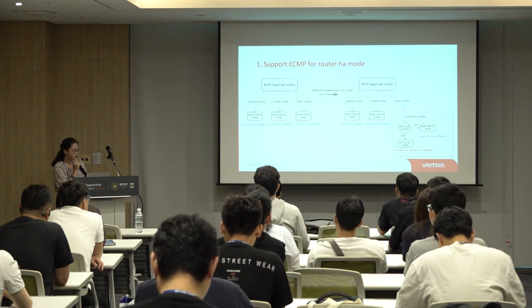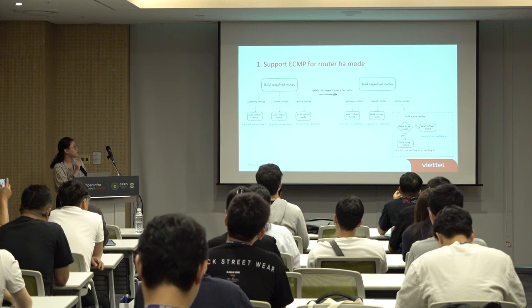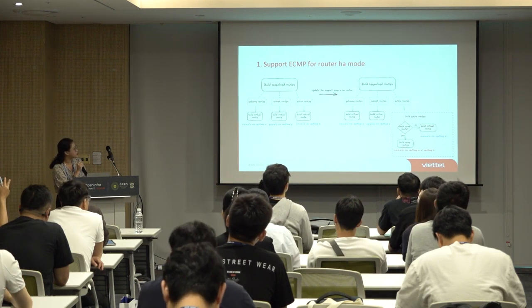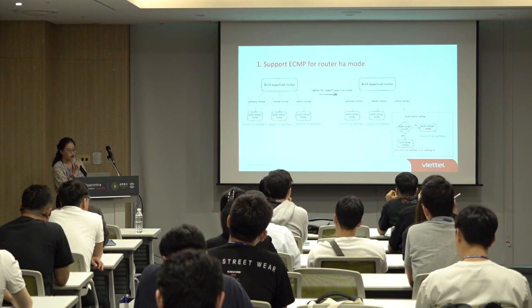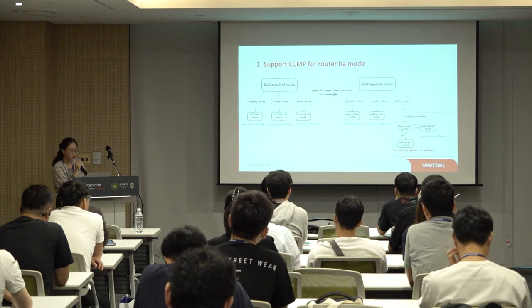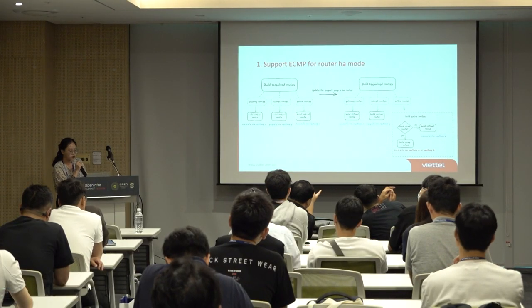They are built by the build virtual route function to configure a route with the destination via network to support ECMP for the router in high availability mode. We have written a new function to handle building HR.